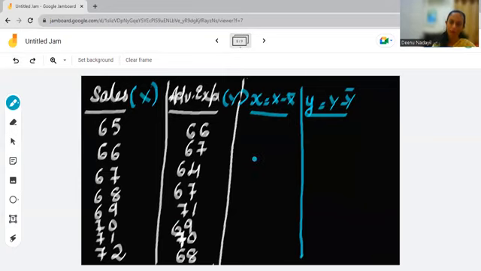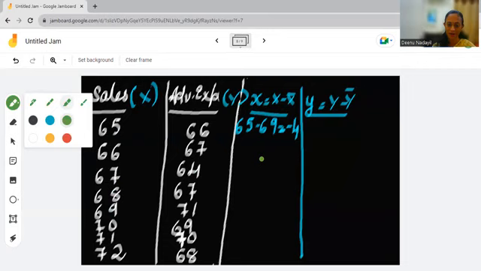So how to find small x? We already got x bar. What is our x bar value? It is nothing but 69. Yes or no? We already have the x values here. So the first one is 65 minus 69, which is equal to minus 4. Don't forget to put the minus sign. If there is a minus sign, then put the minus sign and write.